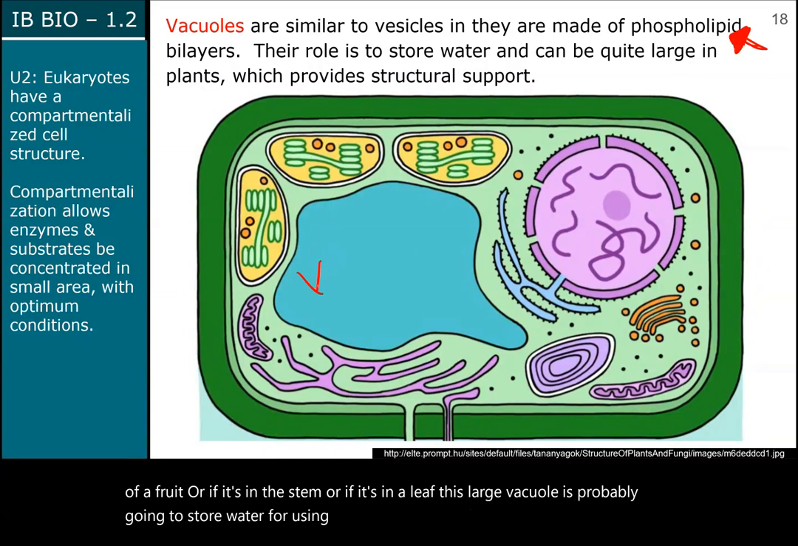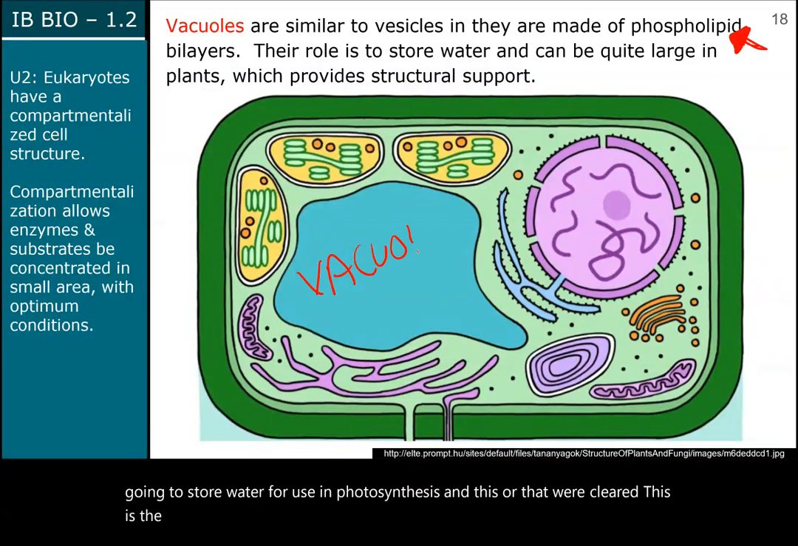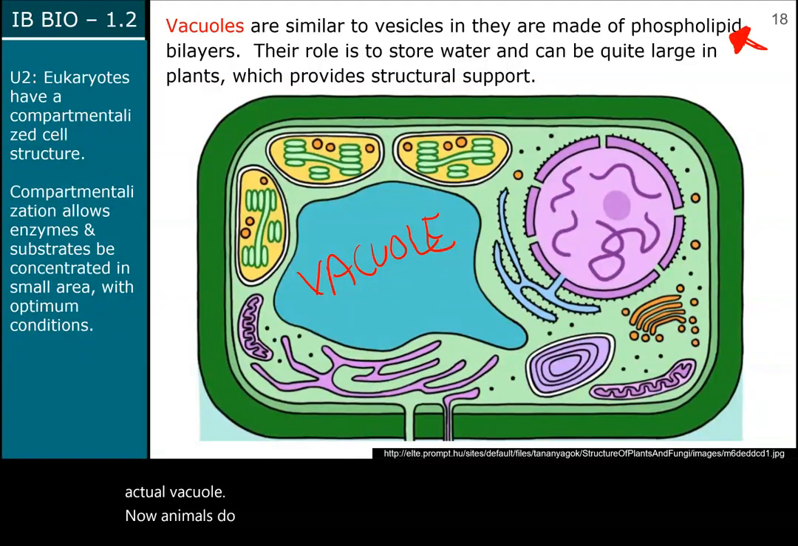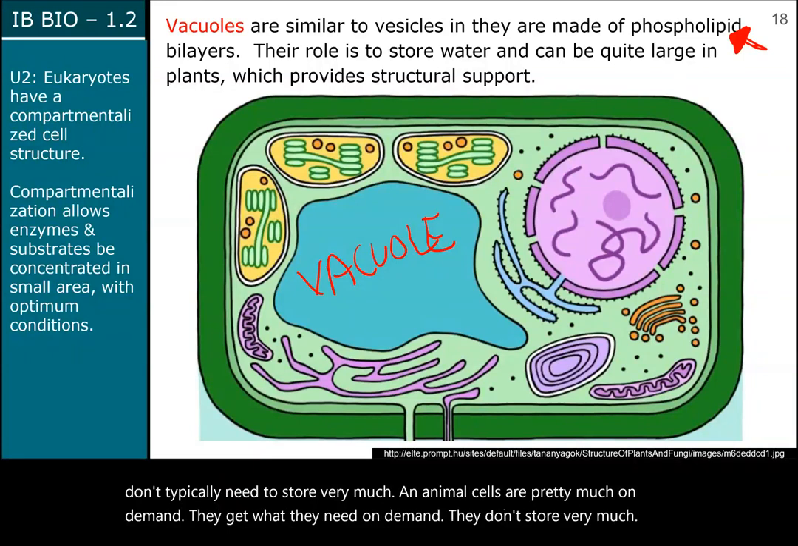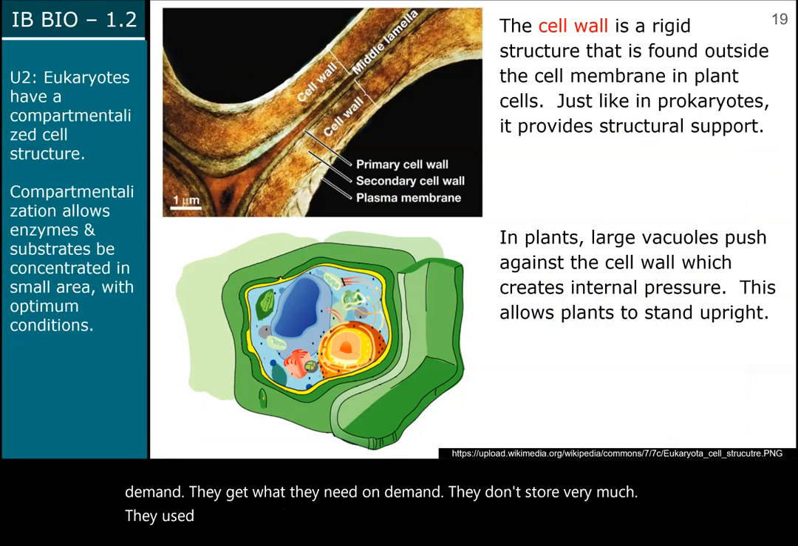And just so that we're clear, this is the actual vacuole. Now, animals do have vacuoles, but they're much, much smaller because they don't typically need to store very much. Animal cells are pretty much on demand. They get what they need on demand. They don't store very much. They use stuff, they get rid of it.